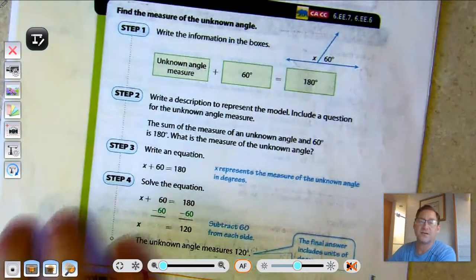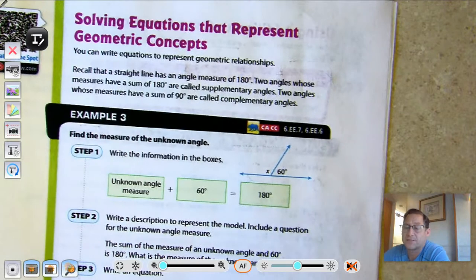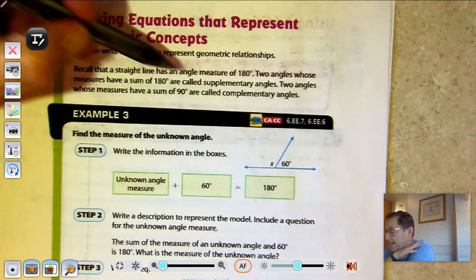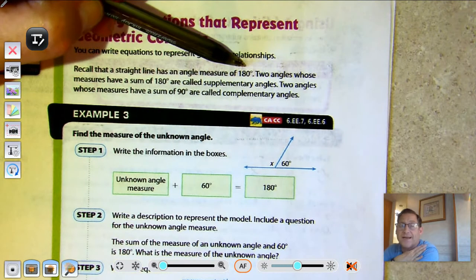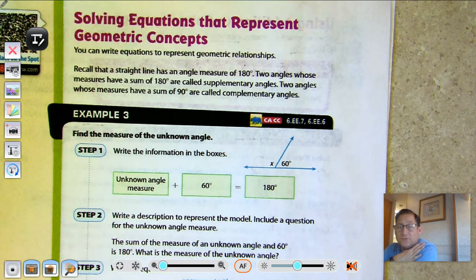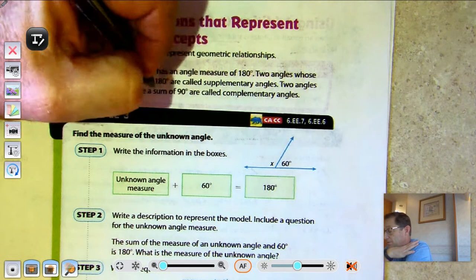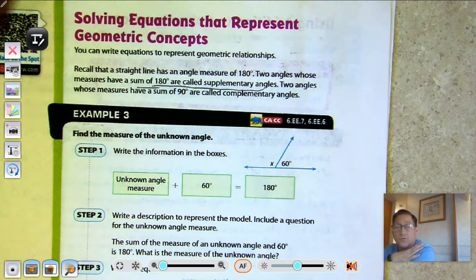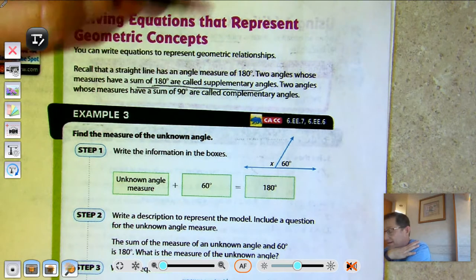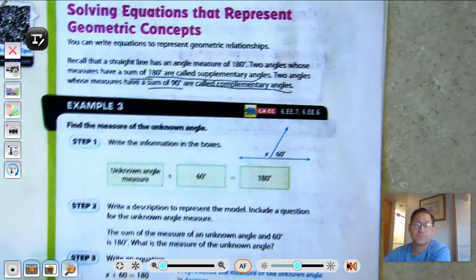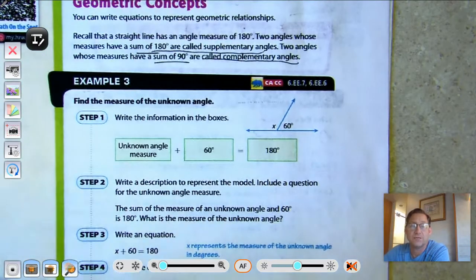All right, how about solving equations that represent geometric concepts? We can write equations to represent geometric relationships. Recall that a straight line has an angle measure of 180 degrees. Two angles whose measures have a sum of 180 degrees are called supplementary. So if the sum is 180, those two angles are supplementary. If they have a sum of 90, we call those complementary angles. Okay, so let's keep those two concepts in mind.